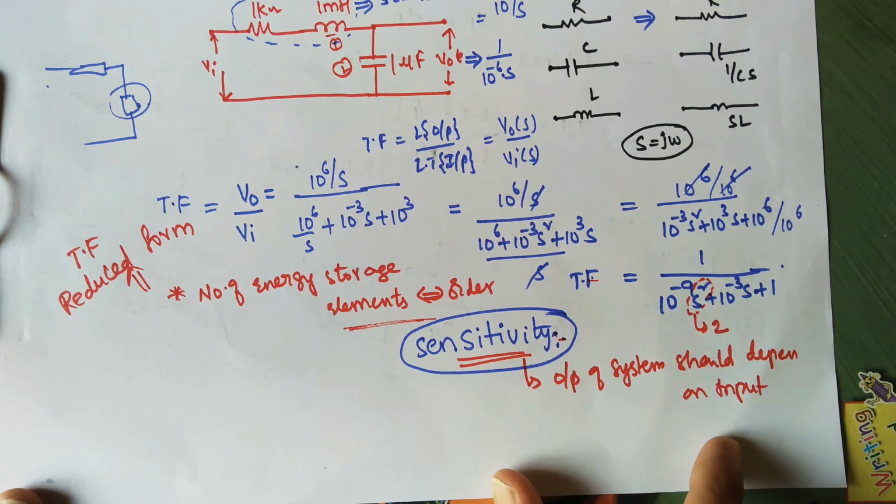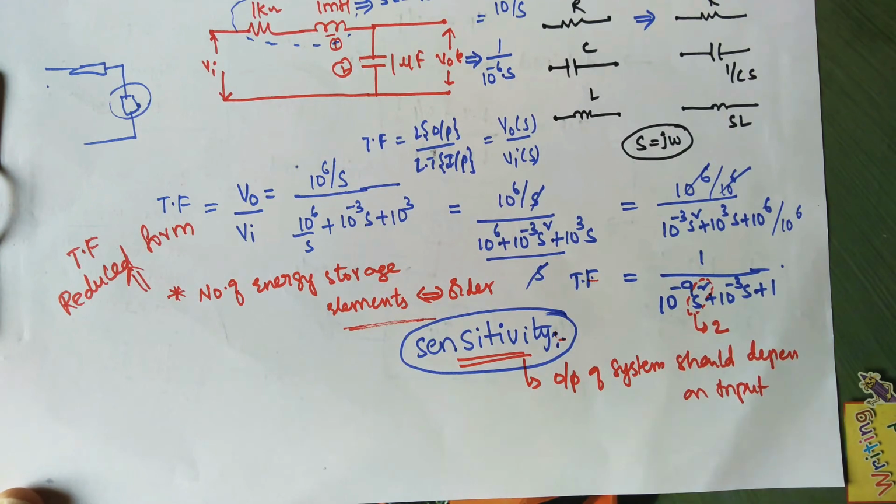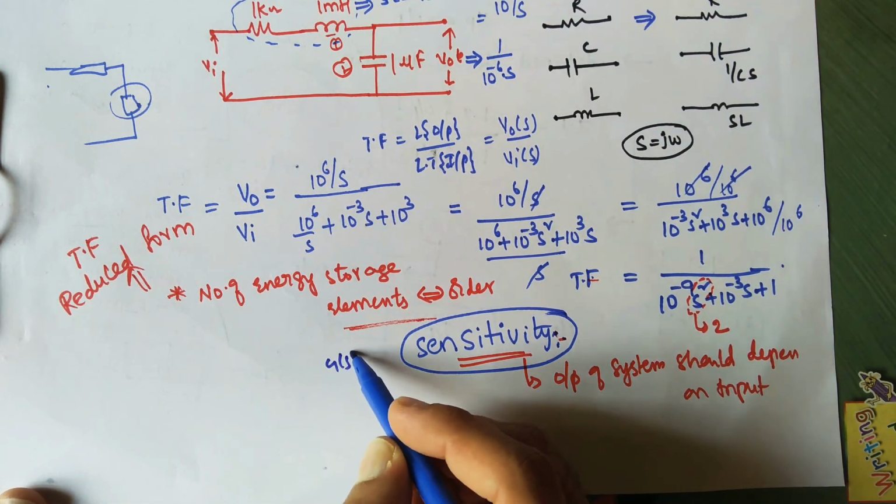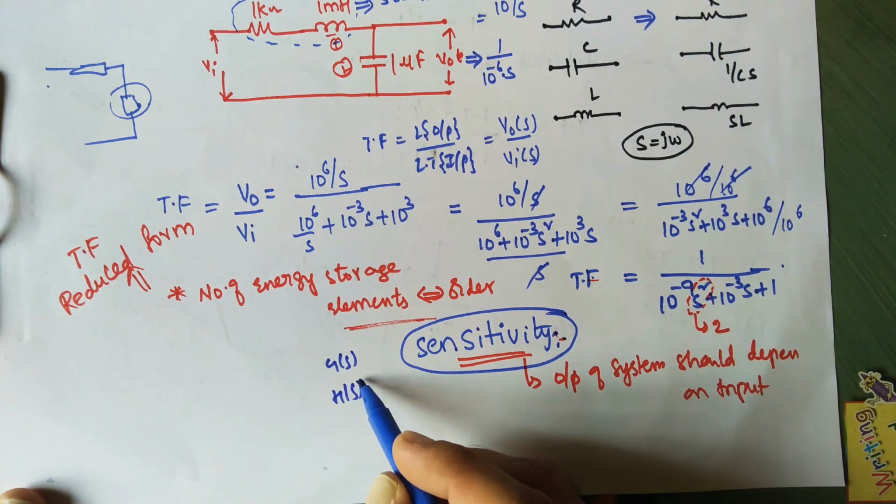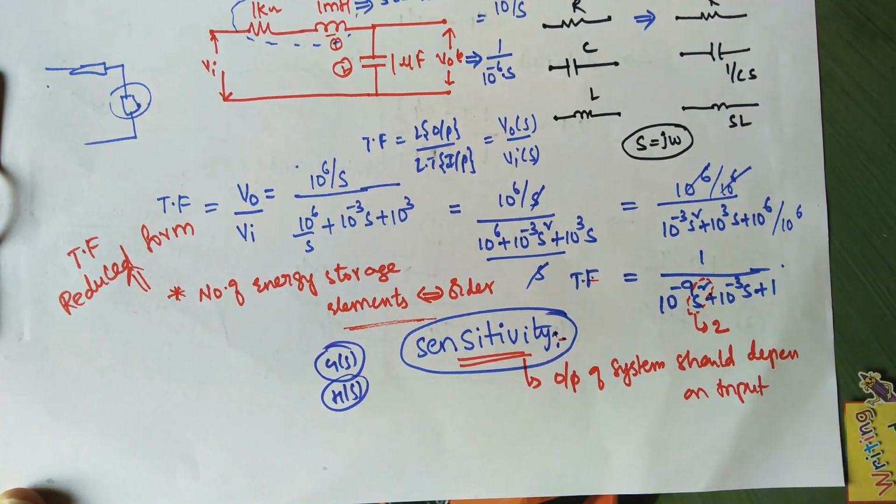With this, we are going to discuss what exactly sensitivity is and how it changes due to the open loop transfer function G of s and the feedback of the system H of s, in the next video. So that's all for this video, and see you in the next one.